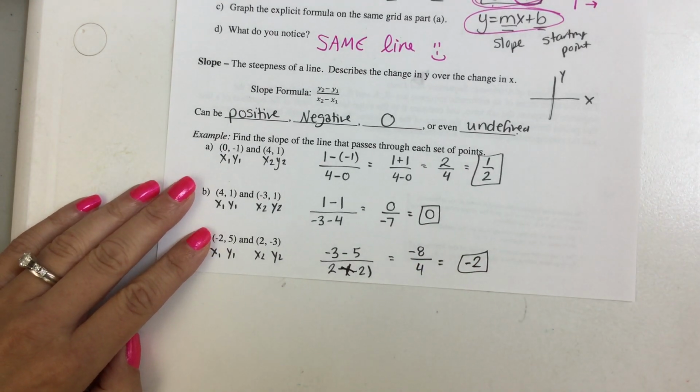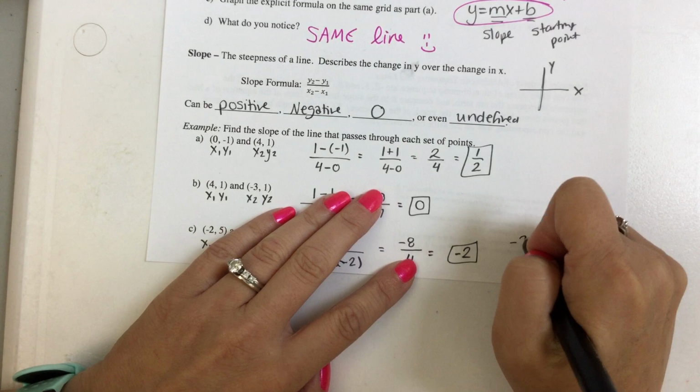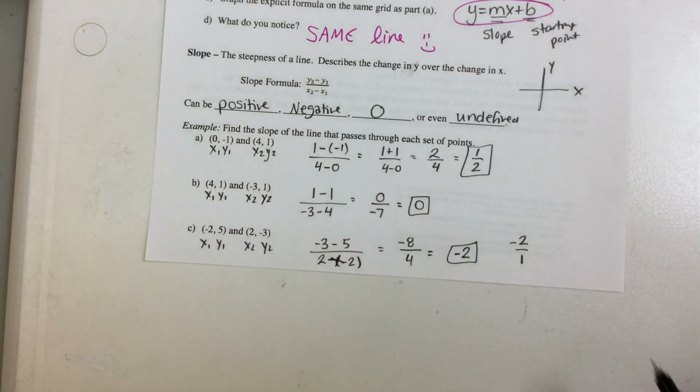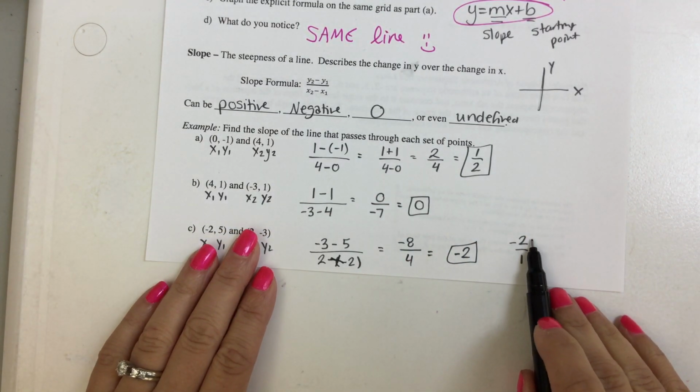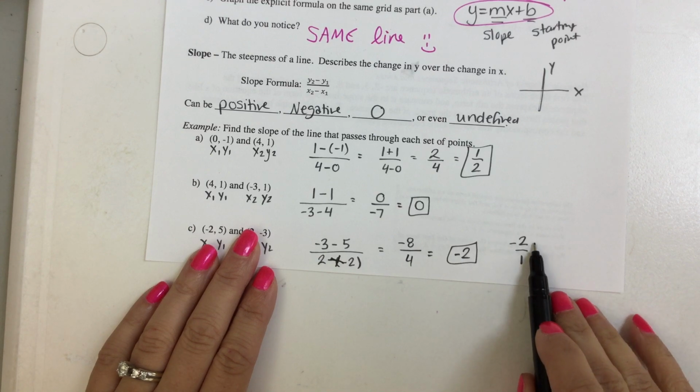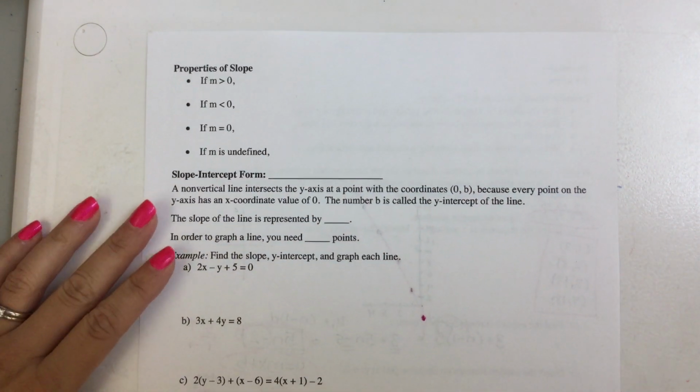So your slope is negative. If you were graphing, you'd want to think of this as negative 2 over 1. Because it's negative, I go down 2, to the right 1, down 2, to the right 1. Let's flip this thing over and see what else we have.